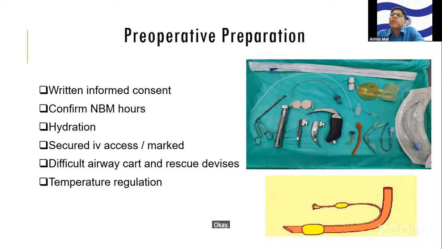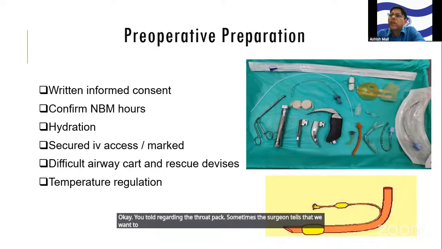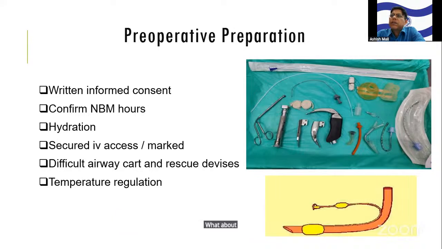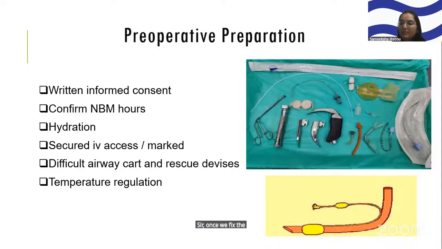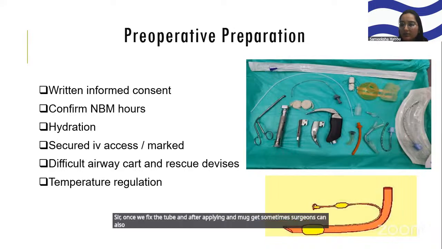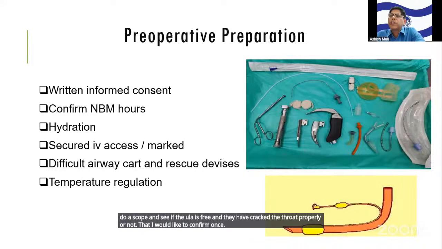You told regarding the throat pack. Sometimes the surgeon tells that we want to pack the throat. So are you okay or would you like to do scopy and see? What about that? Sir, once we fix the tube and after applying Dingman mouth gag, sometimes surgeons can also pack the throat. But once the throat is completely packed, I would like to do a scopy and see if the airway is free and they have packed the throat properly or not. That I would like to confirm once. Good. And also to see the resistance.